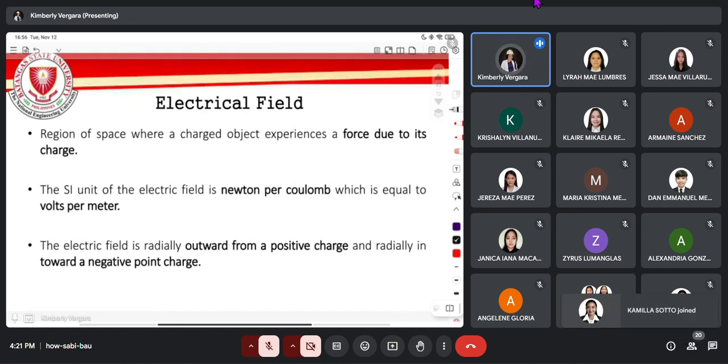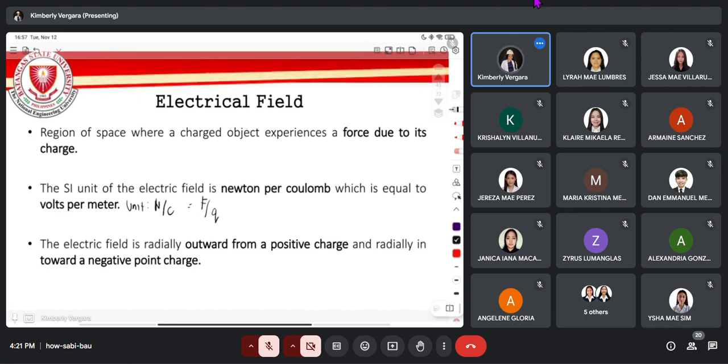So, the SI unit of the electric field is newton per coulomb, which is equal to volts per meter. So, tatandaan natin, ang kanyang unit is newtons per coulomb, meaning this is force over charge. The electric field is radially outward from a positive charge and radially inward toward a negative charge. Bakit po kaya? So, mamaya mag-discuss naman po natin yan.